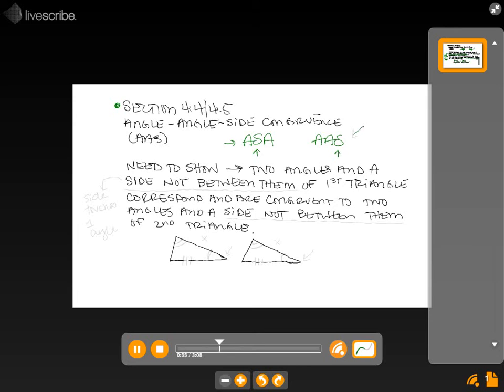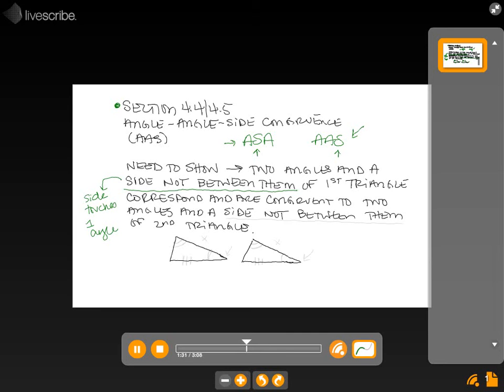For this type of congruence we're going to talk about right now, angle, side congruence, the S is outside. So the side is not between the two angles. It's only going to touch one of the angles. And that's the big difference. That's how you can tell from looking at a picture. So we need to show two angles and a side not between them. That's the important part. And now another way of thinking of that is that the side touches one angle. Only one angle.